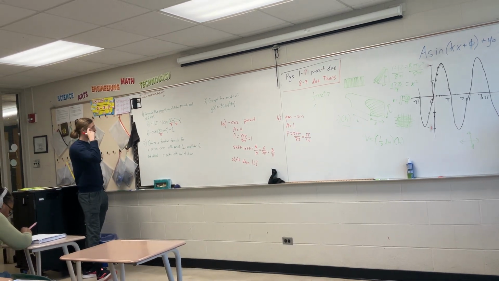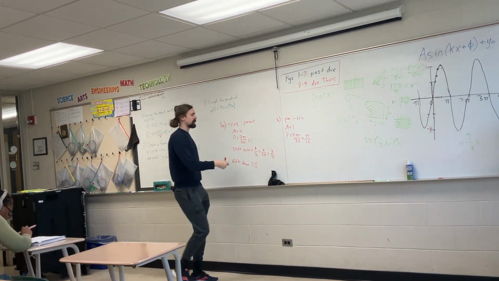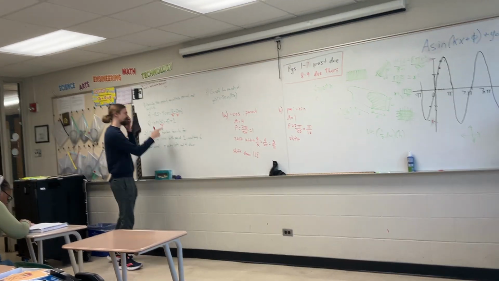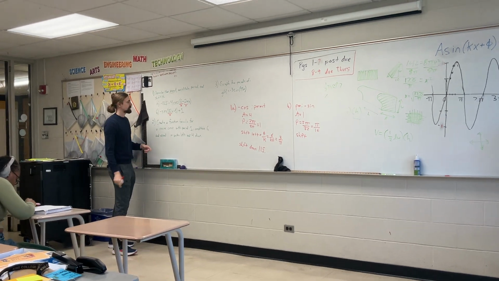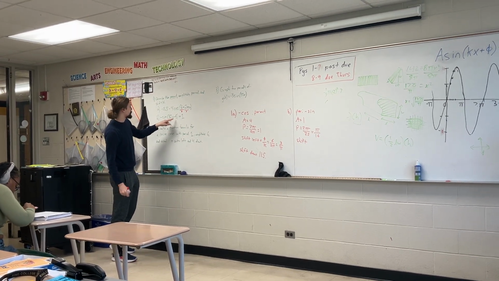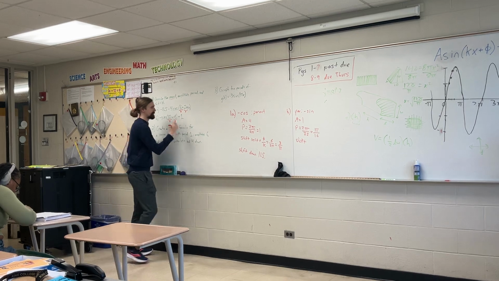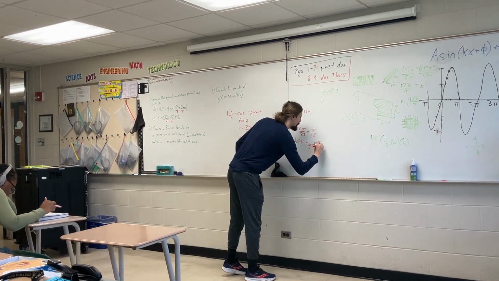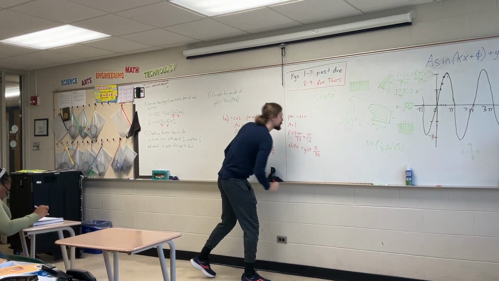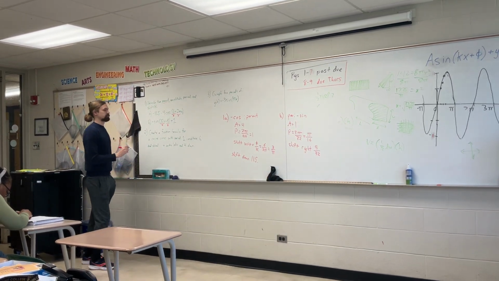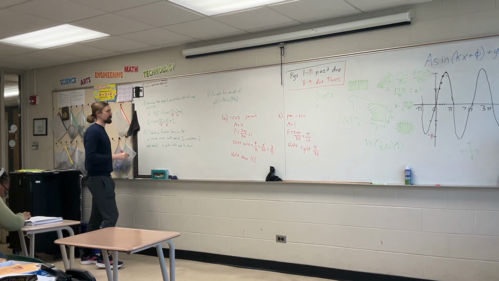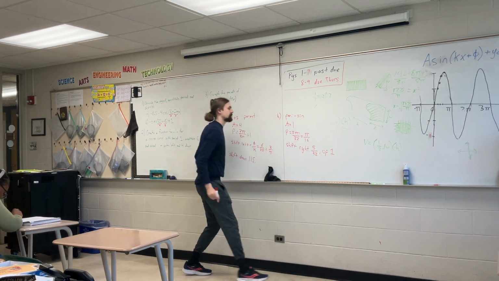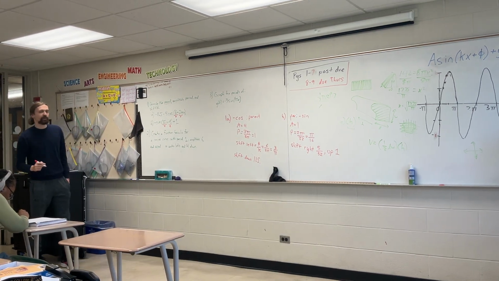And the shift is phi over k. Since it's negative, that means it's going to go to the right. So it's going to shift right by phi over k, which is 5 over 32. And shift up by 1. That's 1A and 1B.